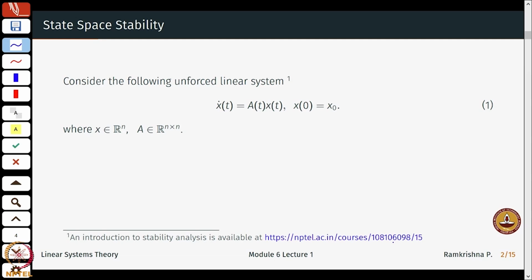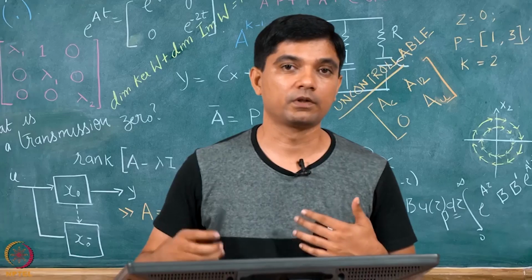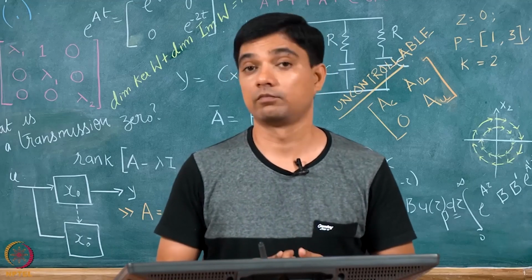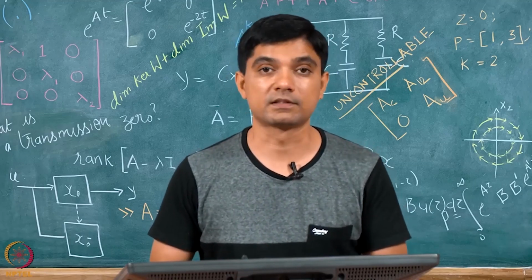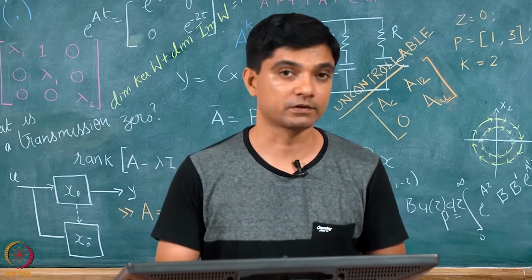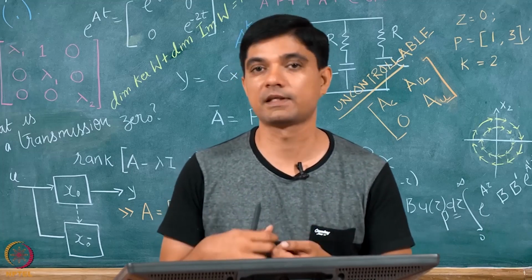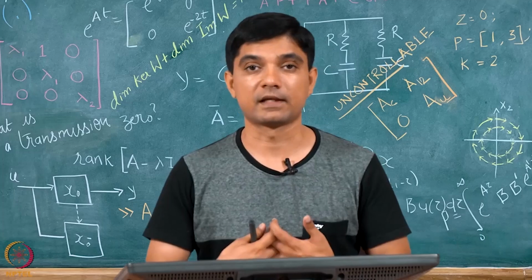I will start with the following unforced system. I will not talk of inputs as yet. x dot equals A of t times x of t, with certain initial conditions, where x is in general an n dimensional vector. In the previous control course, you would remember that one way of verifying stability is to look at the poles of the system, and you had several characterizations of the poles being to the left, to the right, on the imaginary axis, repeated on the imaginary axis, and so on.